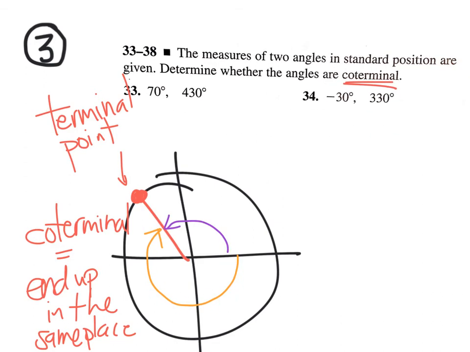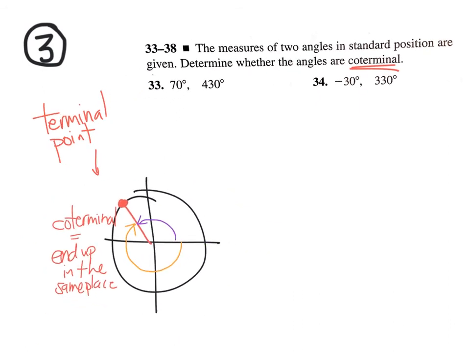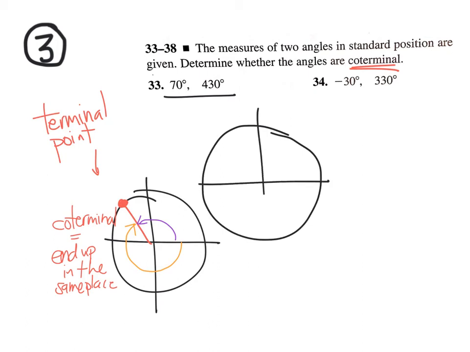So we got that. Let's see. And to figure these out, you should just draw them. All right, we're pretty familiar with drawing angles and knowing where they are. So here's our unit circle. We're looking at 70 degrees and 430 degrees, and are they coterminal? Do they end up in the same place?